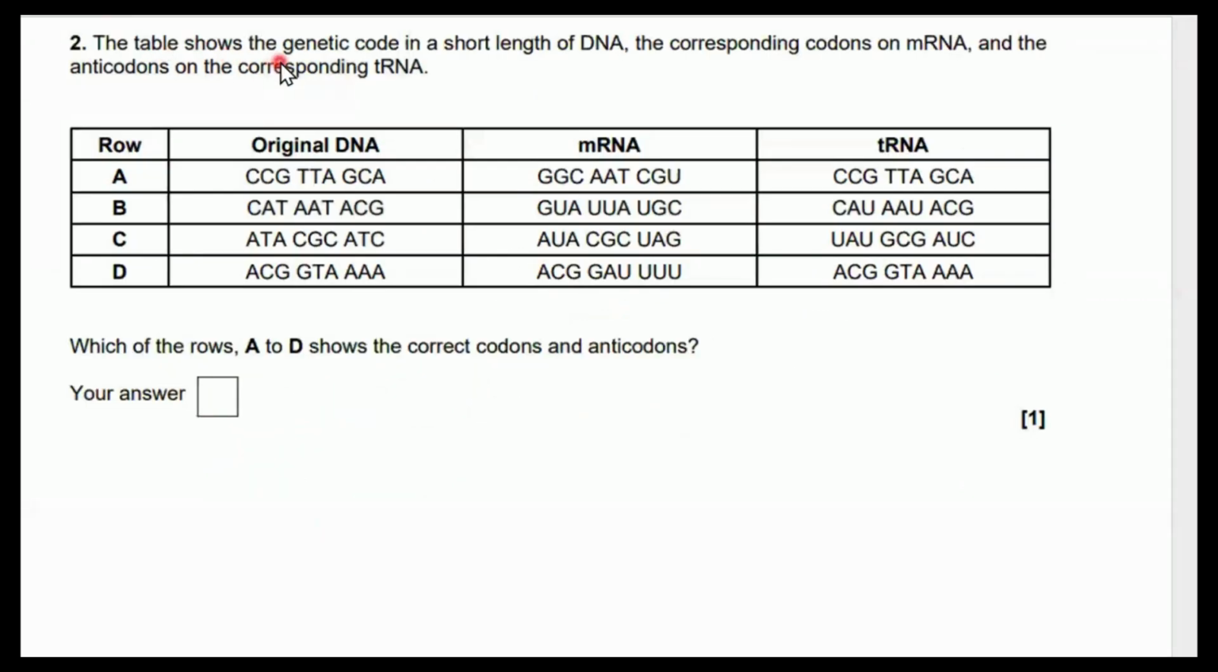Okay, number two, the table shows the genetic code in a short length of DNA, the corresponding codons on mRNA, and the anticodons on the corresponding tRNA. So what we're looking at here is a stretch of DNA. Does it match up to the mRNA? And is that mRNA complementary to the tRNA? So you've got to check this original DNA to the mRNA. Does that fly? And then will the codons on the mRNA bind with the anticodons on the tRNA?